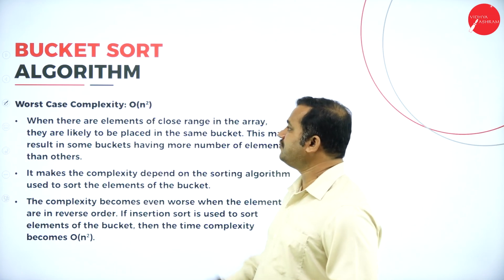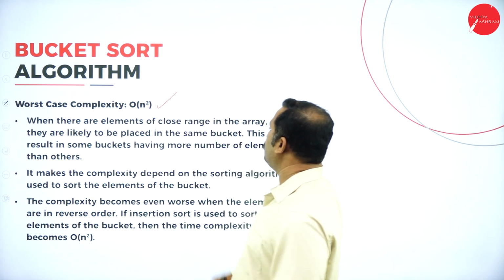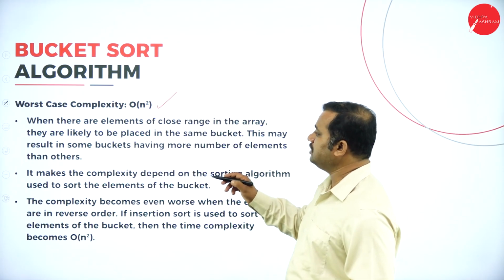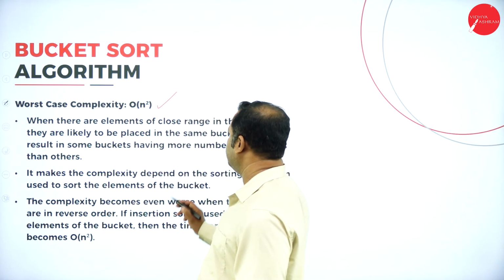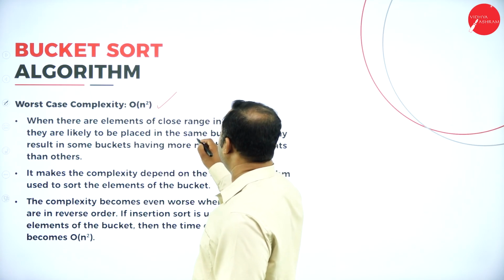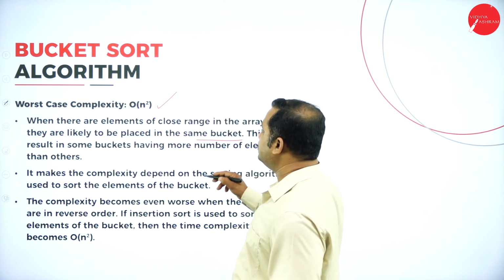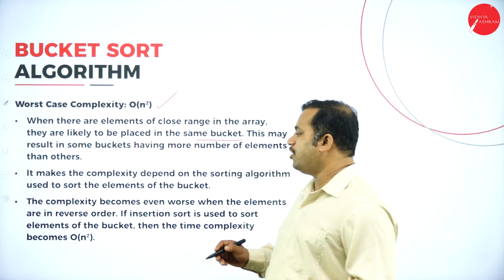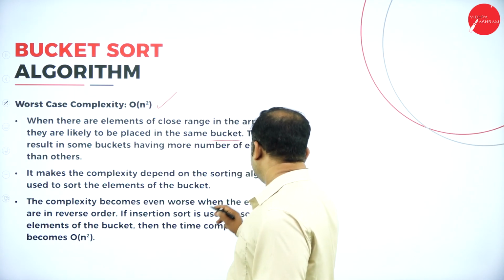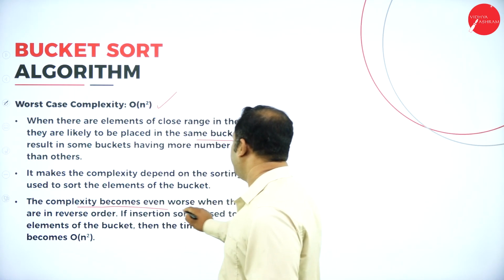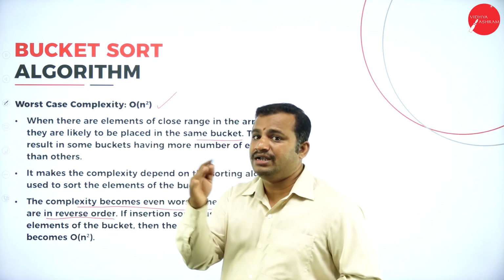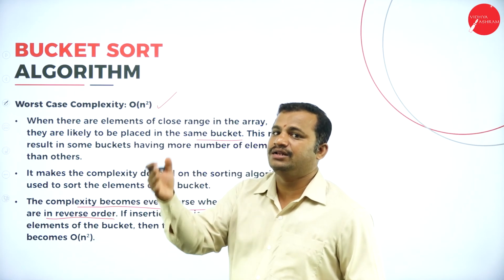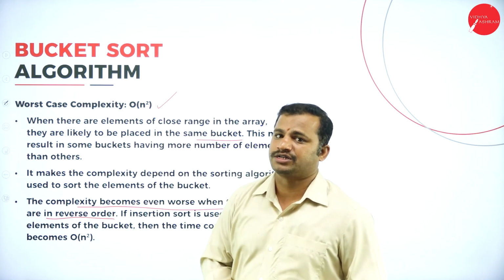In this case, we have the worst case time complexity, that is big O of n square. Since we are using another sorting technique within the bucket sort algorithm, whether it may be a quick sort or a selection sort or a bubble sort, that requires the sorting time of big O of n square. The complexity becomes even worse when the elements are in reverse order. When they are in decreasing order and we have to sort it in increasing order, it becomes very bad.